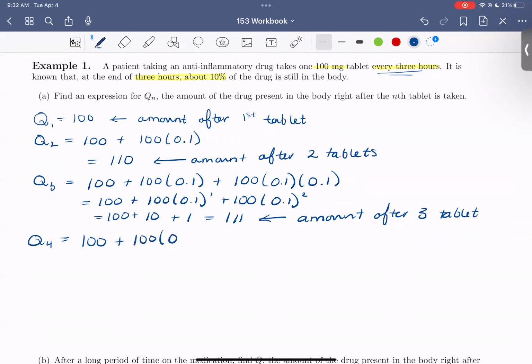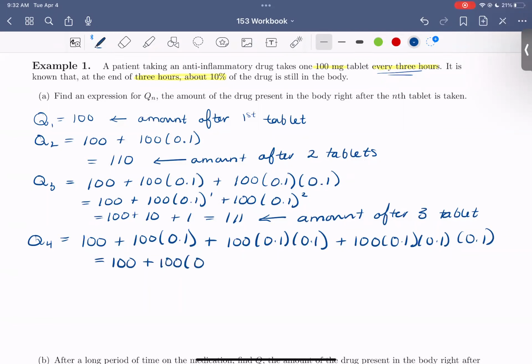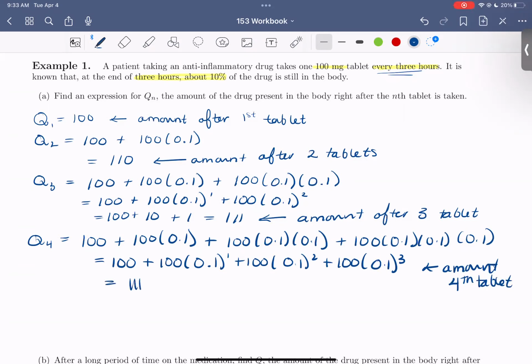Then we have 10% of 100 from that third tablet. We have 10% of 10% from that second tablet. And we have 10% of 10% of 10% from that original first tablet we took. All right, so simplifying this, we could write 100 plus 100 times 0.1 to the 1 plus 100 times 0.1 squared plus 100 times 0.1 to the third power. So that would be the amount with the fourth tablet. All right, so if we calculate all that up, we're going to get 111.1.